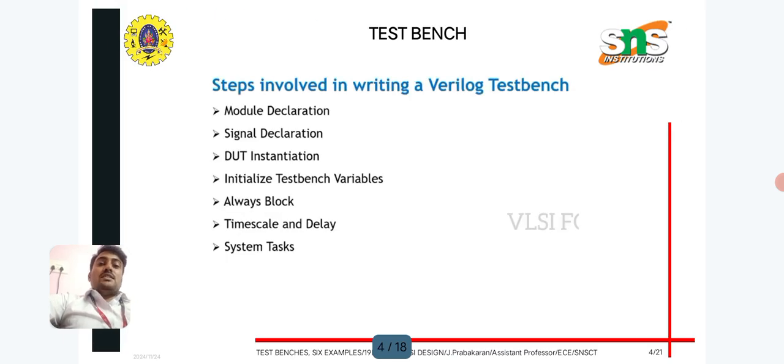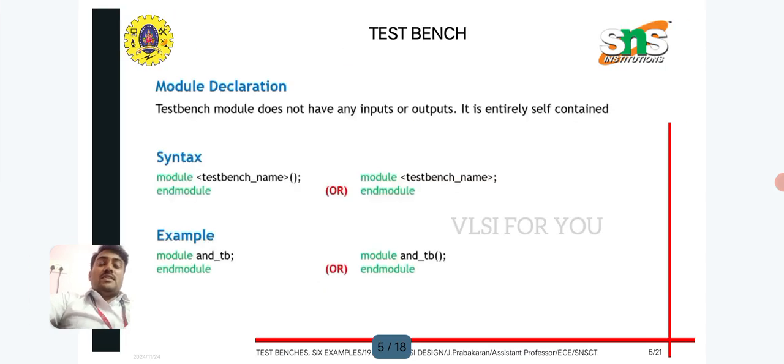And the steps involved in writing Verilog test benches. These are all the steps. First one is module declaration and signal declaration, design under test instantiation, and next one is initialize test bench variables and always block, and time scale and delay, then system task. These are all the steps involved while writing the Verilog test bench. Let me see one by one.